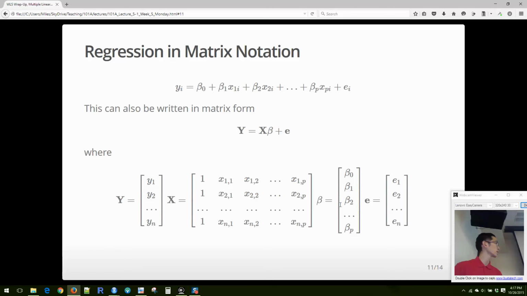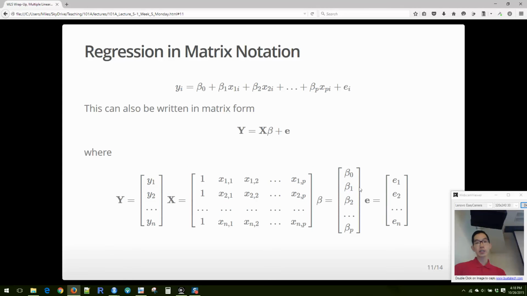Yeah, no, this is correct. So you've got y1 through yn, these are all y sub i's. And then you have an x which has n rows, so one row for every observation, and one column for each predictor variable. Actually, that's p plus 1 columns: one for each predictor variable, plus an intercept.